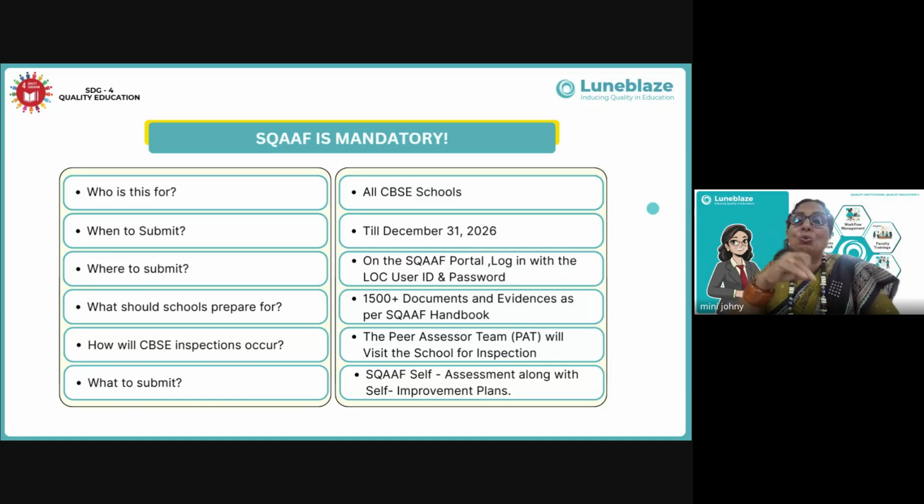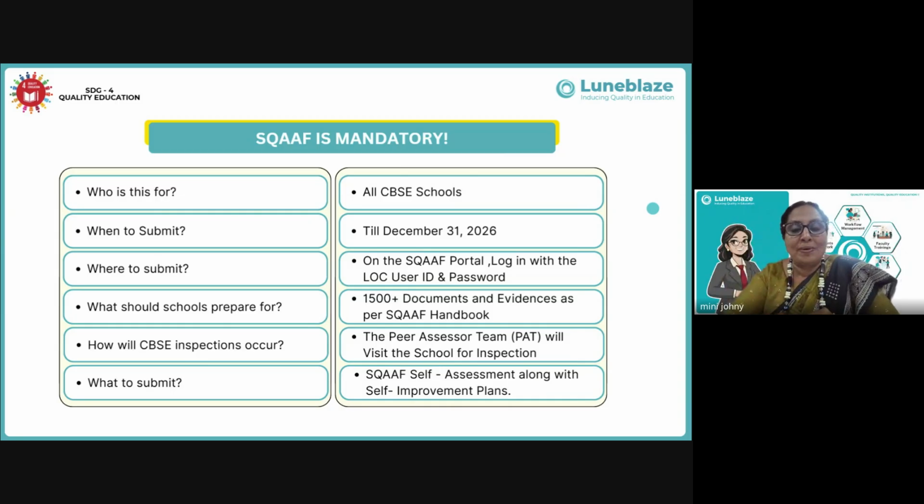And during December, you will get an invitation letter. Your school will be randomly selected, and you will get a notice, a circular, that your school has been selected as a sample, or the SQAAF team will comment and give you mentors. They are called peer mentors. We are called mentors. We will come and check the schools, and you will get the notification by December.